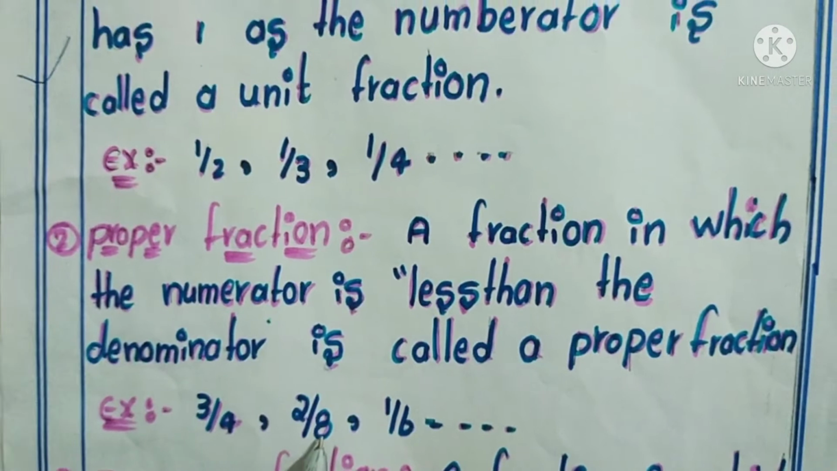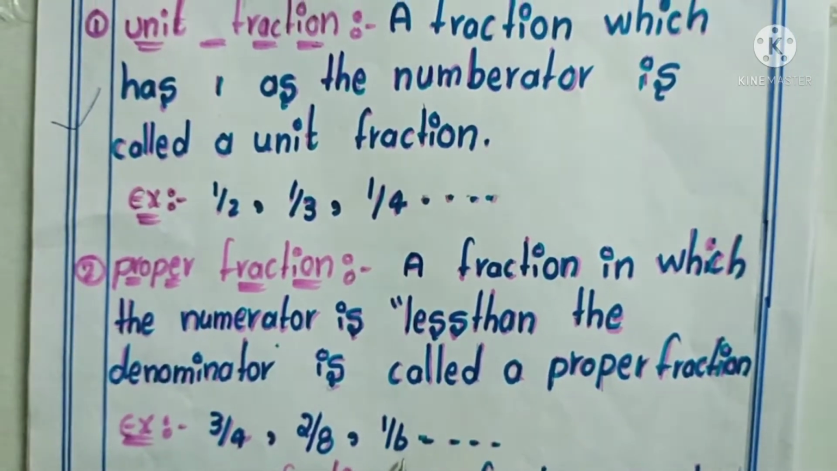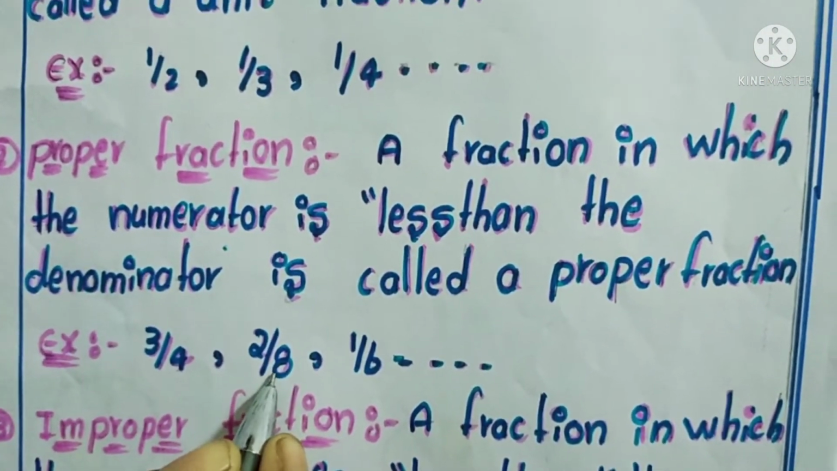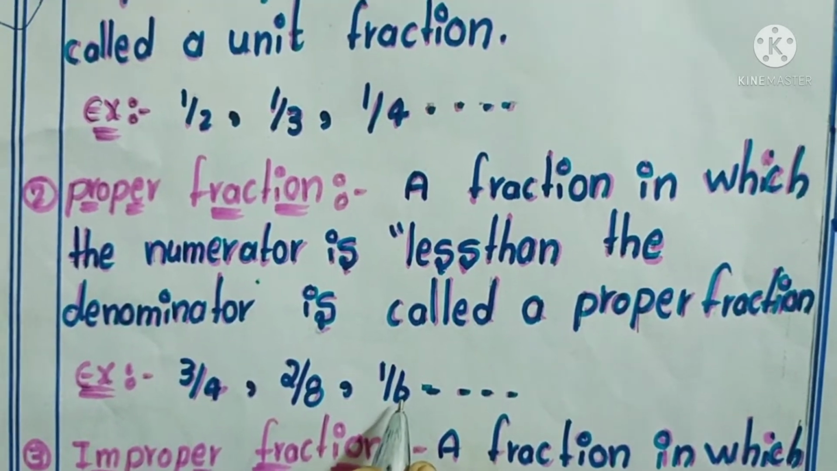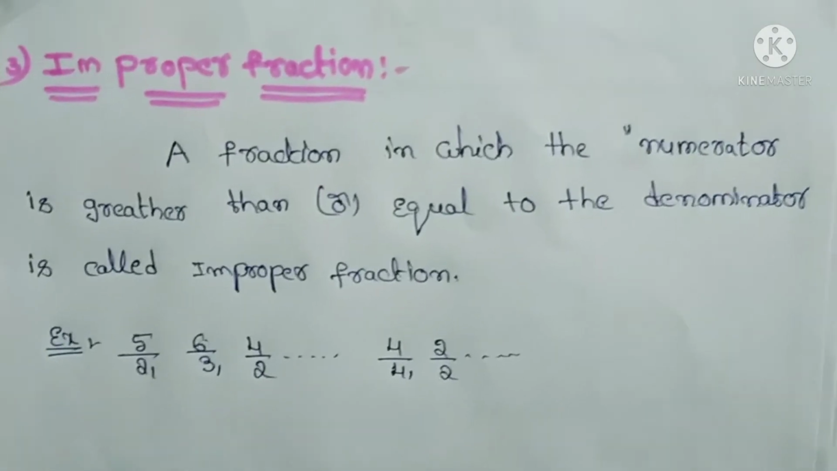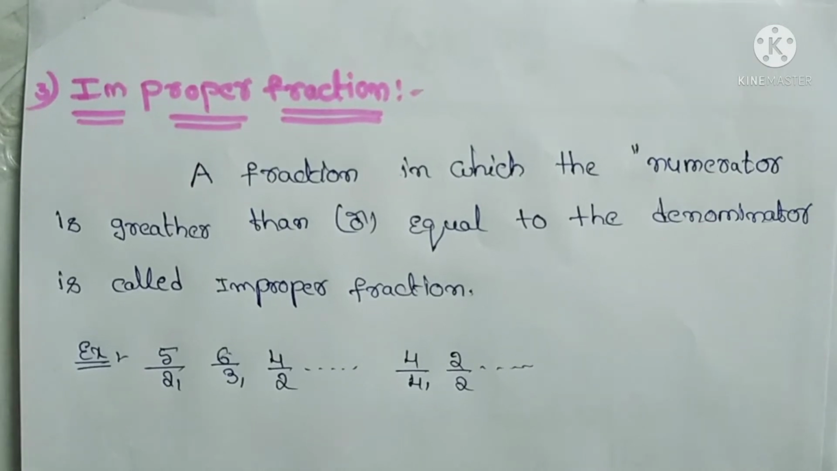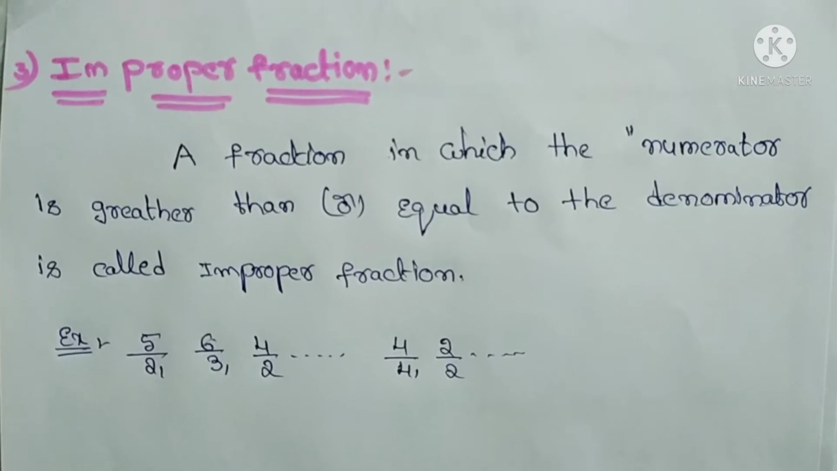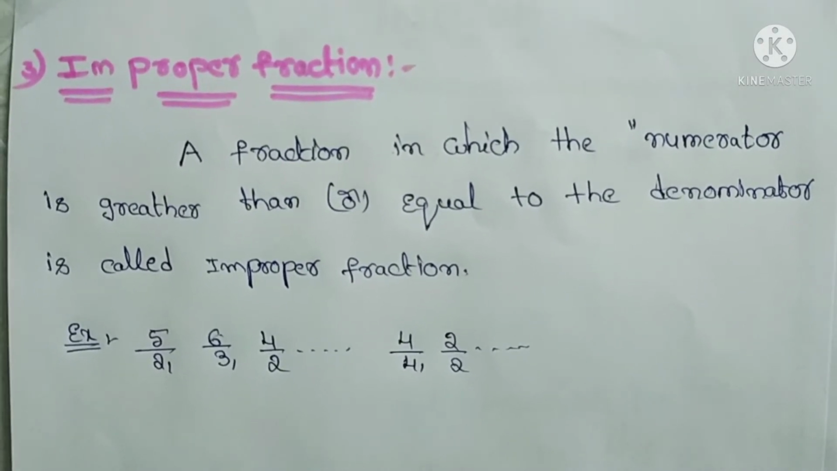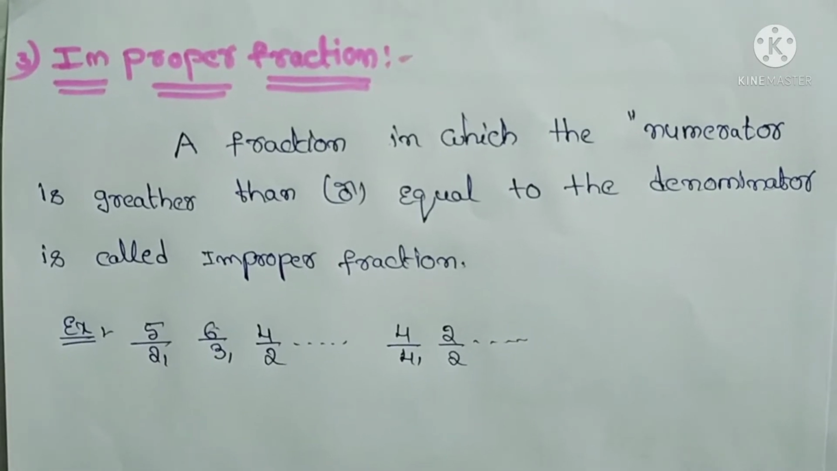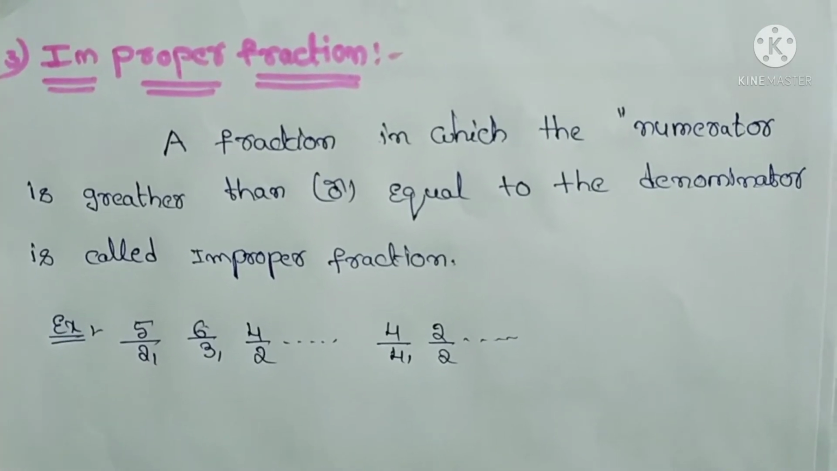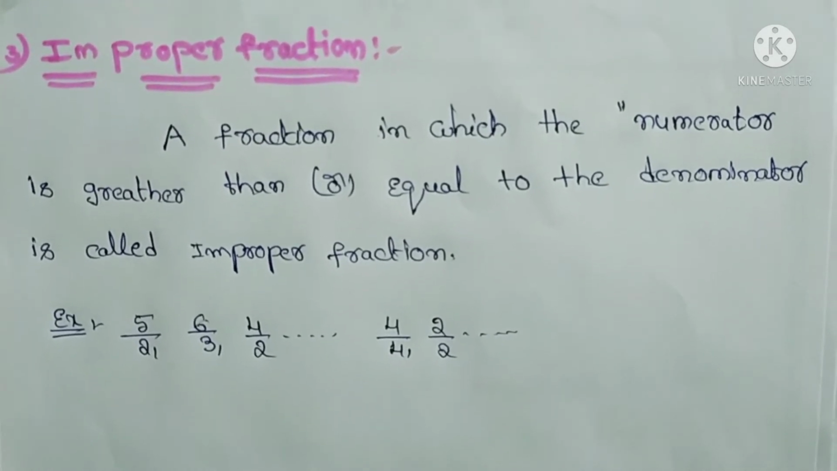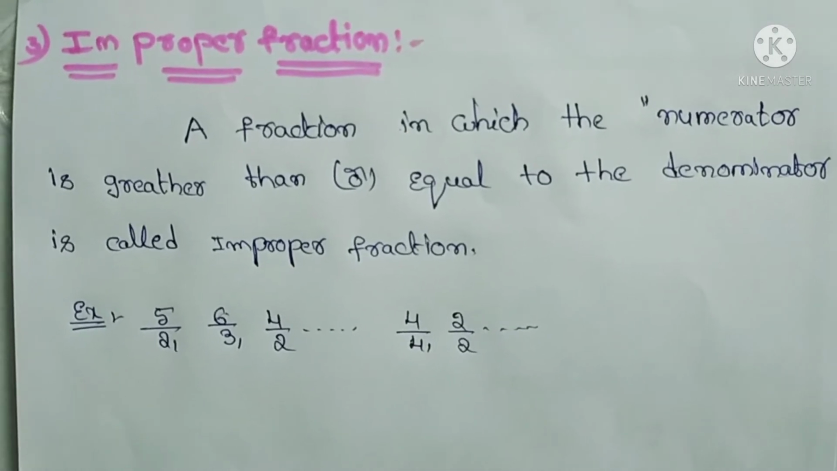2 is less than 8. 1 is less than 6. So 3/4, 2/8, 1/6 are examples of proper fractions. Now, improper fraction. A fraction in which the numerator is greater than or equal to the denominator is called an improper fraction.